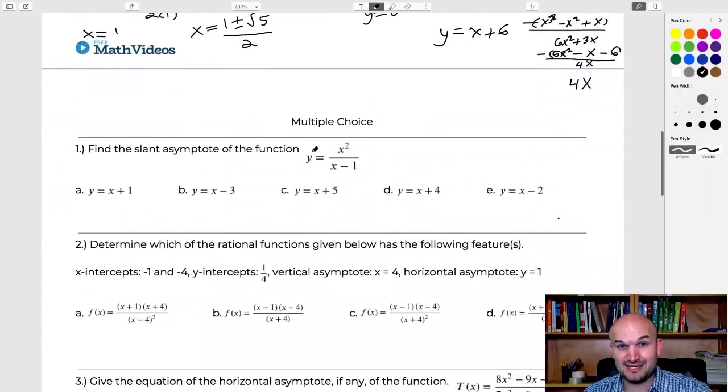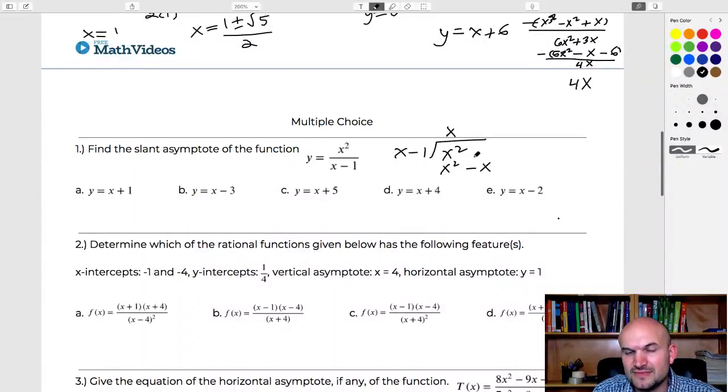So that prompted me again. It's like, oh, well, let's do another slant asymptote. Again, if we're trying to find the slant asymptote, we're just going to use long division. Okay. X goes into x squared x times. X times x is x squared. X times negative 1 is a negative x. Now, again, I don't have a placeholder here, so I'm going to add a plus 0x.